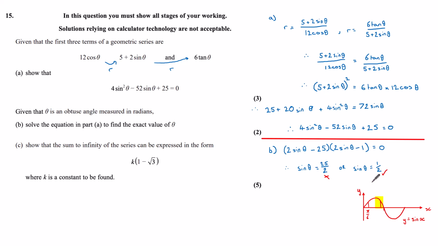Solving sine theta equal half on my calculator, the value I will get for theta is pi over 6. This, of course, is an acute angle, and so given the symmetry of my sine curve, pi minus pi over 6 gives me the value I want, which is 5/6 pi.